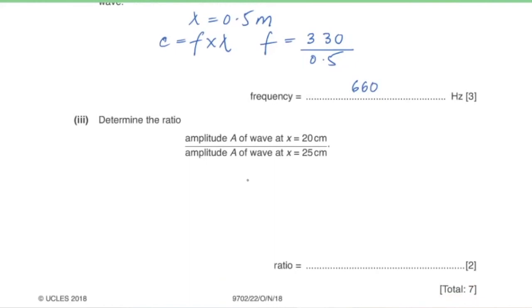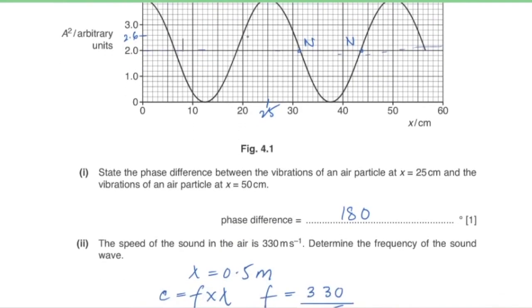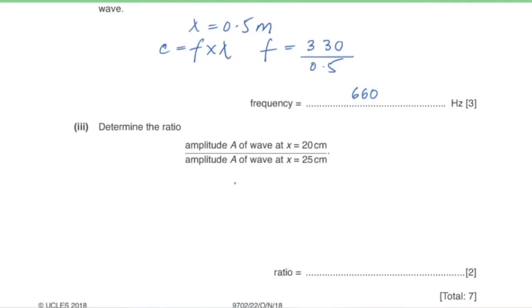Part 3. Determine the ratio of the amplitude of the wave at x equals 20 centimeters to that at x equals 25 centimeters. So at x equals 20 centimeters, we have got 2.6 of amplitude squared, and at 25 we have got 4 of amplitude squared, and we are asked to find the amplitude, not the square. So root of 2.6 divided by root of 4 gives me a ratio of 0.81.